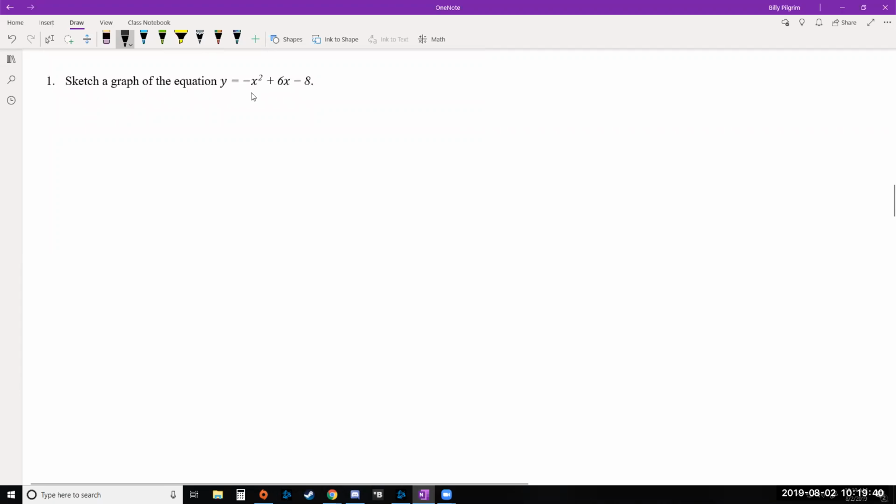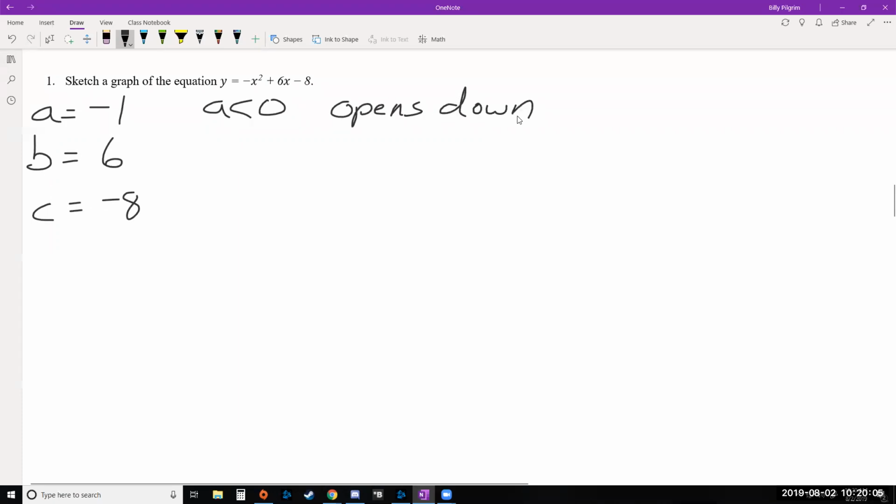We're going to sketch the graph of this equation, and we're going to start with, does it open up or down? Notice a in this case, let's go ahead and just identify our a, b, and c all together, just to have it. c equals negative 8. a equals negative 1. That means a is less than 0. a is negative. So that means it opens down. Right, so roughly we know it's opening downwards.